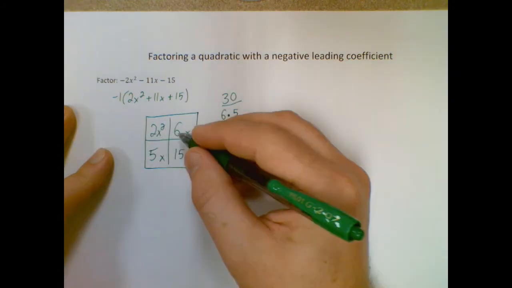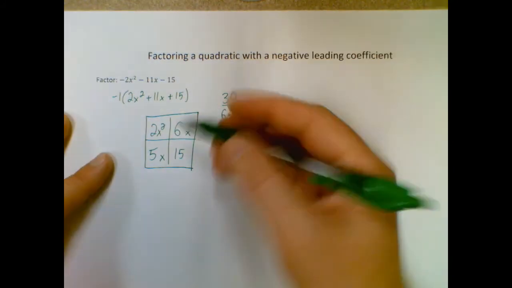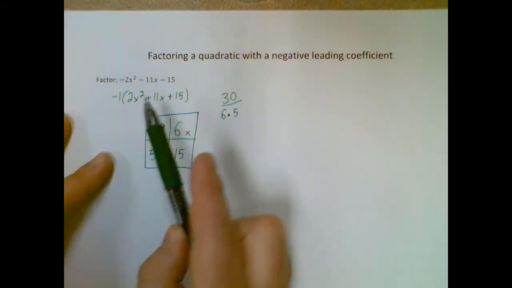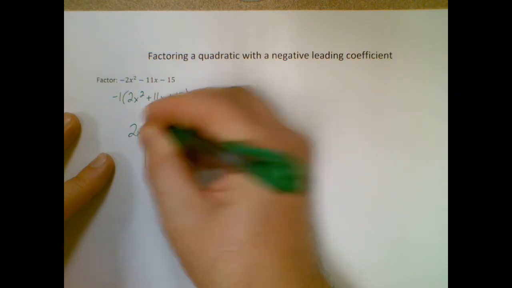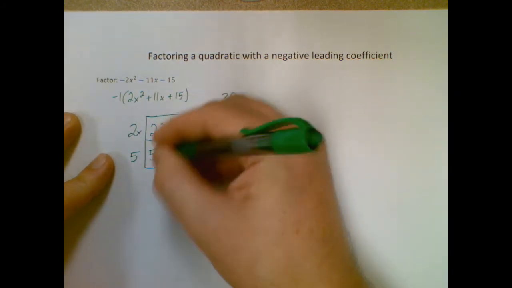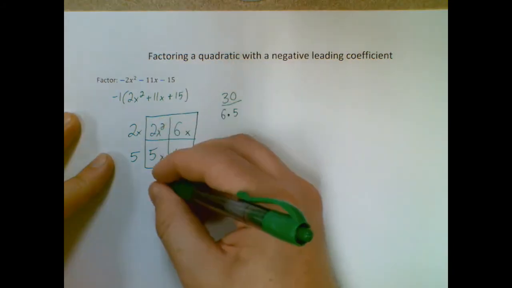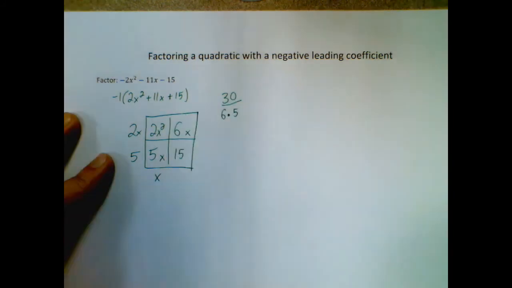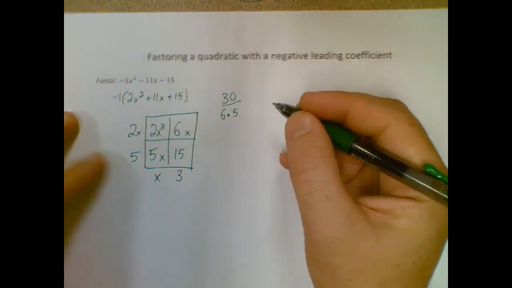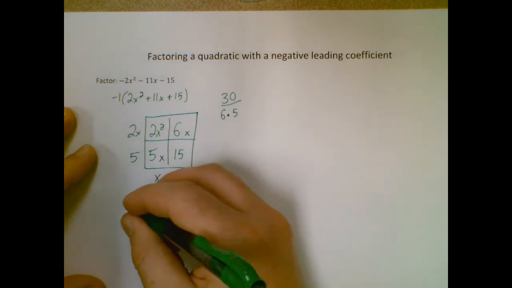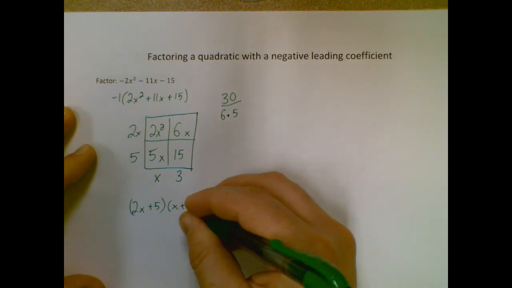It doesn't matter which one's which. So if you put 5x and 6x, doesn't matter. You're still good. Now I'm looking for my greatest common factors of each row and each column. So my greatest common factor on the top is 2x, and on the bottom is 5. The left column, 2 and 5 don't have anything, so it's 1, but I don't need to write that because I also have an x in common. And 6 and 15 would be 3. And no x this time because 15 didn't have an x. So this would break down to 2x plus 5, because that 5 is positive, and x plus 3.